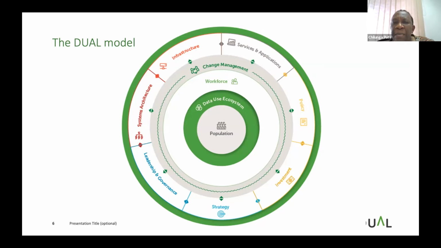Infrastructure, services and application, policy, investment, strategy, leadership and governance, and systems architecture. So that is how the model is looking like at the moment as a wireframe. There'll be more explanatory things added on and linkages which will come and which will be given to those who are interested in following this up a little bit further.